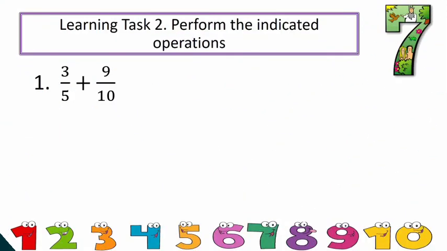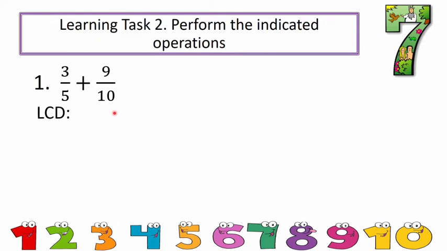Let's have more examples. So we have this learning task 2. Perform the indicated operations. So let us start with this first one. We have 3 over 5 plus 9 over 10. Remember that we can only add or subtract fractions if they are similar fractions. Meaning, similar fractions have the same denominator. For these two, they are dissimilar fractions. So to add this, we have to get the LCD first.